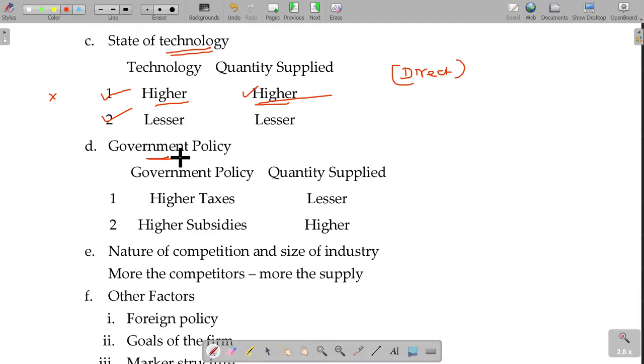And D, government policy. Sometimes the government may plan to reduce the consumption of some commodities like tobacco products and alcoholic products. The government will levy huge taxes in order to induce the supply of that product to be lesser. Is that okay? That will be called a sin tax. You are doing some sin, for that you have to pay the tax to the government. That's why it is called sin tax.